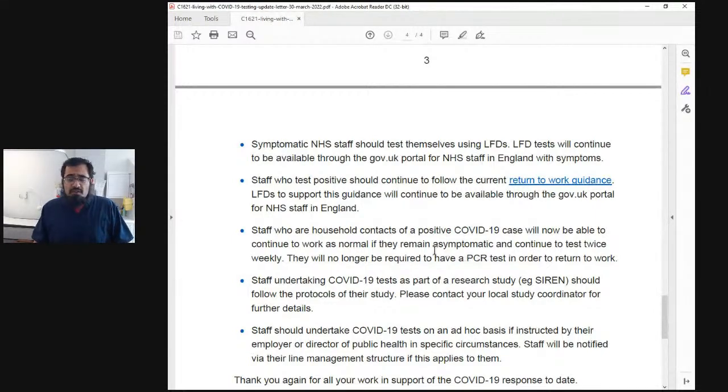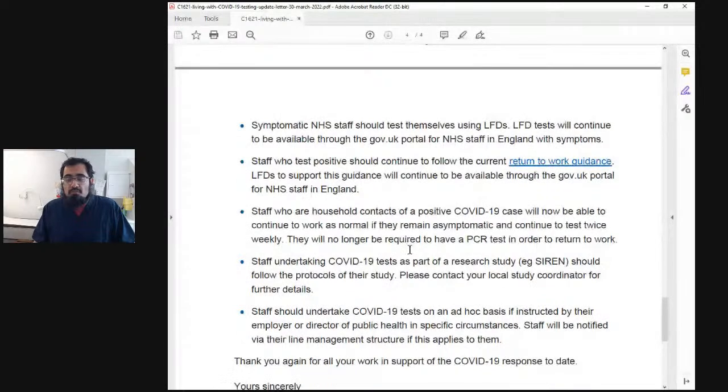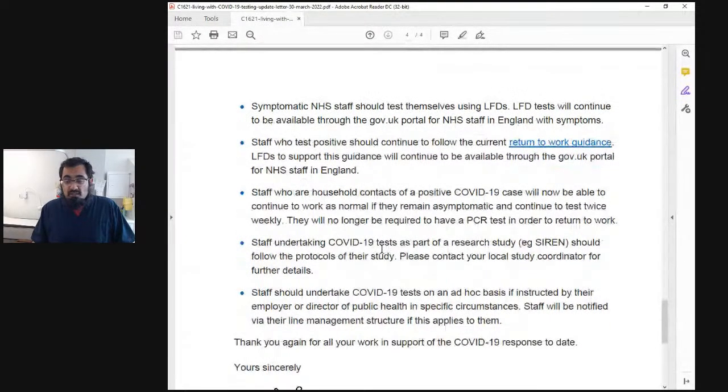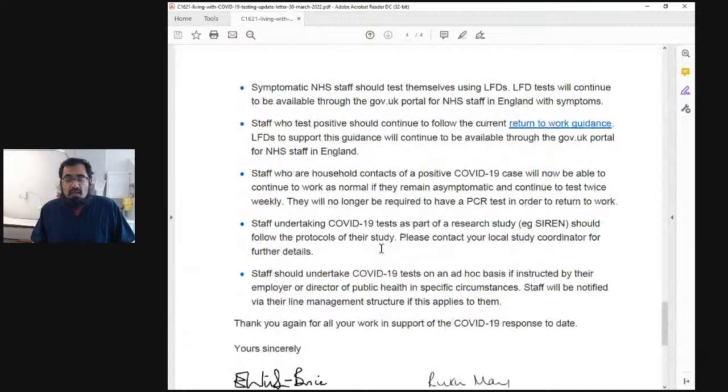If you're taking part in any of the research studies, then you should follow their protocols if you continue to do so, and contact your coordinator if that's the case. And you can do COVID testing on an ad hoc basis if it's suggested by your employer for other reasons, if there's a reason for concern. But I suspect this is now going to be LFD testing, and that PCR testing is not going to be available. It does not mention that in this particular document, but it does seem to be a trend moving away from PCR testing, especially in the community.